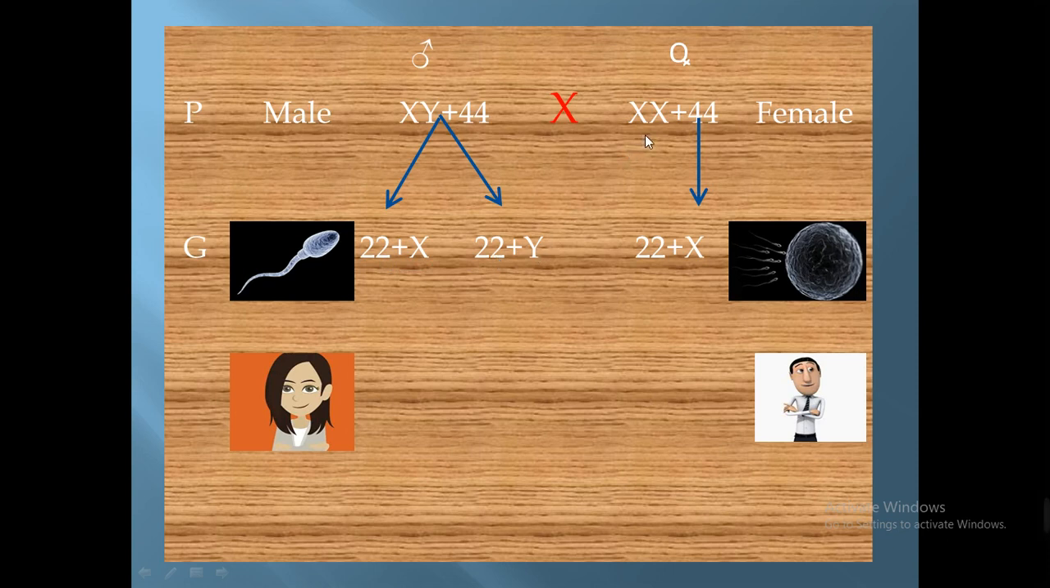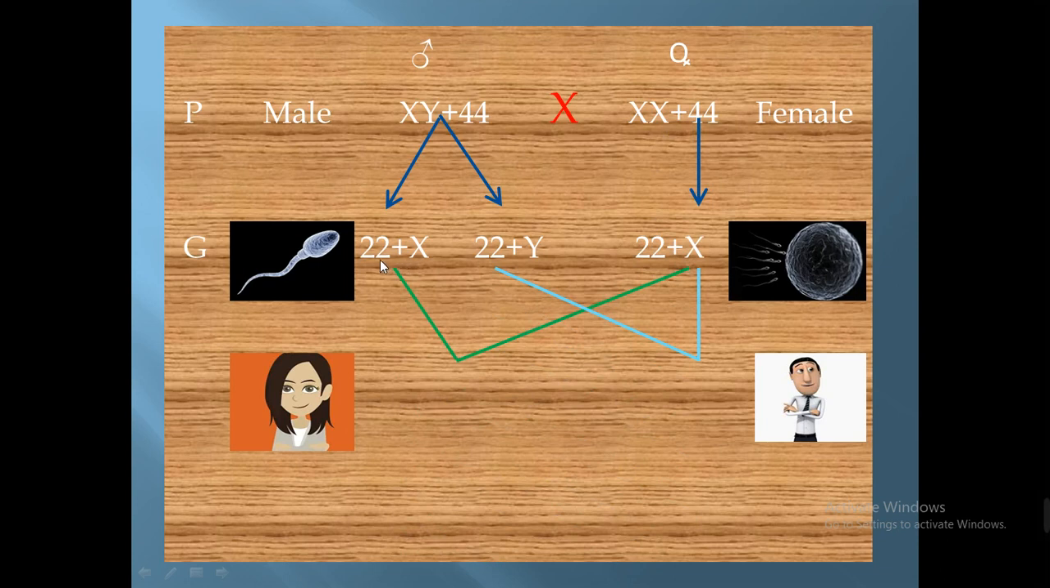Here in the female, all the ovary cells will divide meiotically to give half the number of chromosomes. 44 will be 22 and XX will be X, half the number of chromosomes of the original cell. So all the ova will contain 22 plus X.